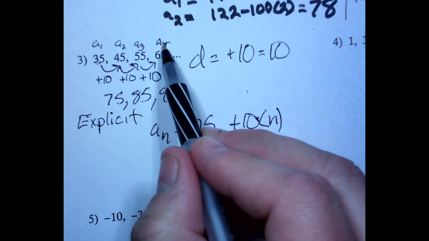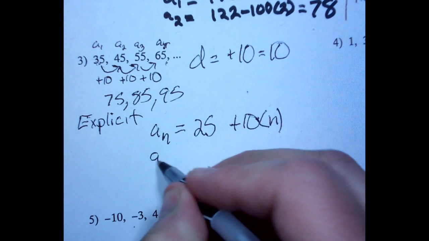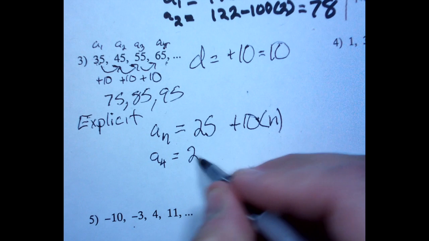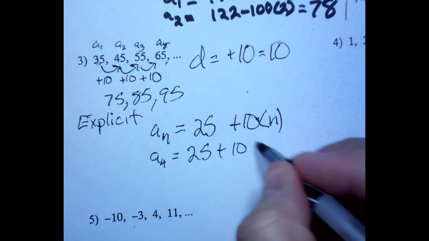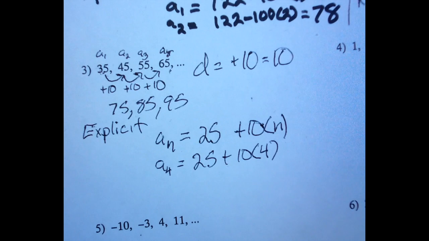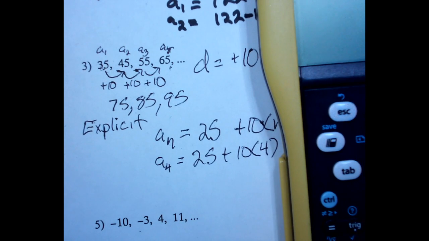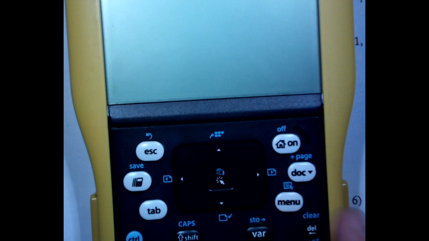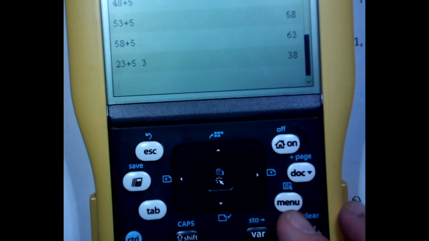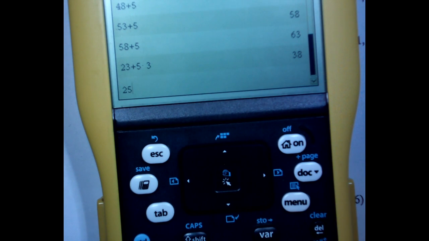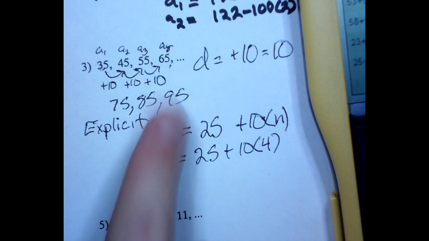I'm going to double check this fourth term. In other words, a sub 4 should be 25 plus 10 times 4. Wherever there's an n, I'm going to plug in the number 4. So if I turn on my calculator, and what was it? 25 plus 10 times, what was that, the fourth term? All right. I get 65. Yep, 65 right there.